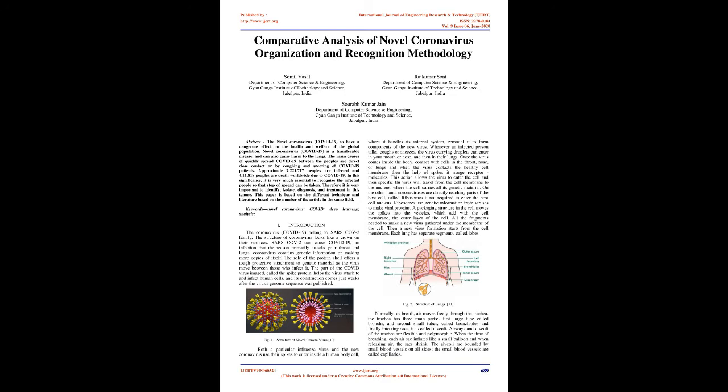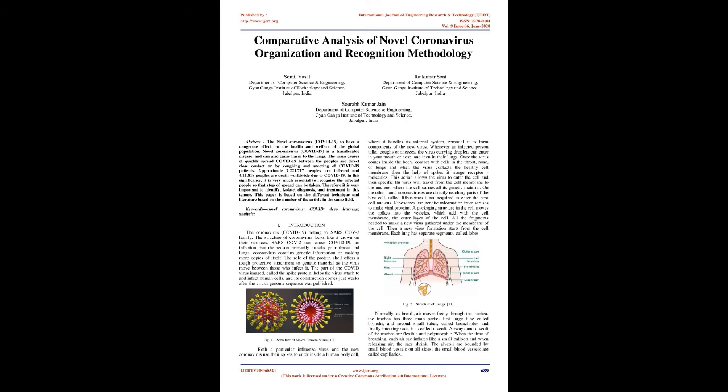Introduction. The coronavirus, COVID-19, belongs to the SARS-CoV-2 family. The structure of the coronavirus looks like a crown on its surface. SARS-CoV-2 can cause COVID-19, an infection that primarily attacks your throat and lungs. Coronavirus contains genetic information for making more copies of itself.